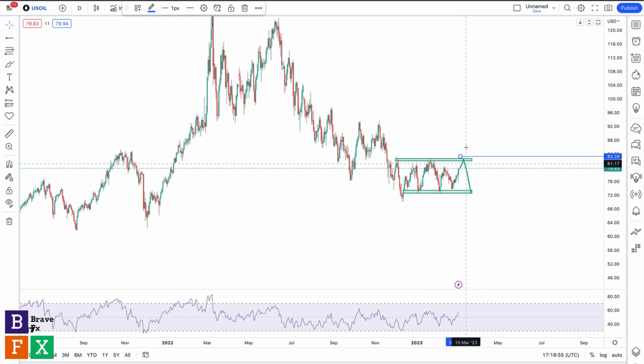So if we break out from this area of value, then I'm going to look for confirmations to go long if we break out from this area of resistance. But I think we might see some price rejection before we go higher. So that's it briefly for crude oil and this week's analysis.